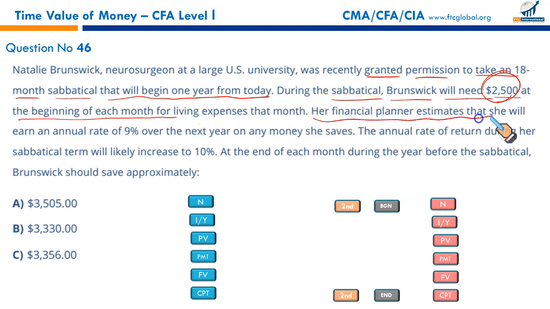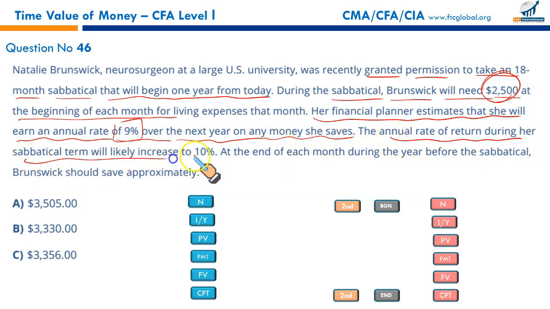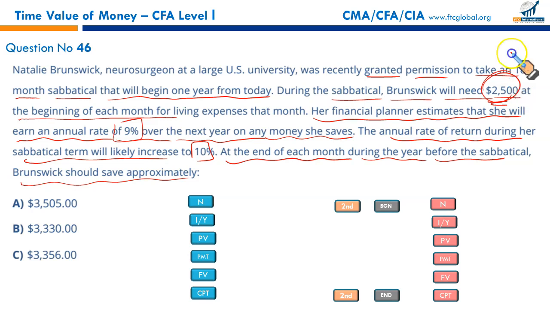Her financial planner estimates that she will earn 9% over the next year on any money she saves. This is on the saving. The annual rate of return during her sabbatical will be 10%. At the end of each month during the year before the sabbatical, how much should she save? That's a good question. How much should she start saving from today for the next 12 months? So she should have sufficient amount for 18 months with $2,500 paid at the start of each month. This is the first part that you should solve.